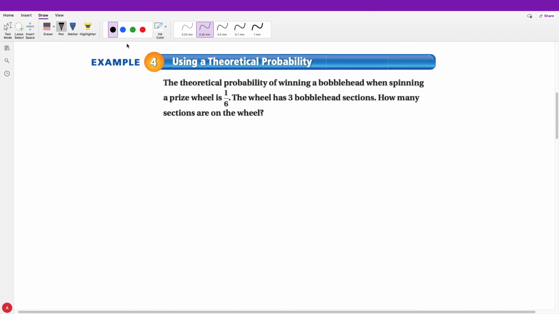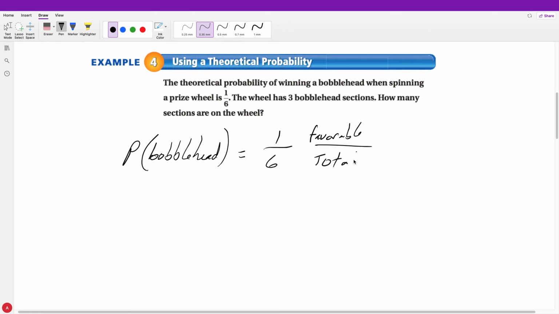All right. So for this one, we're now using theoretical probability to answer a question. So it says a theoretical probability of winning a bobblehead when spinning a prize is 1 out of 6. So we can say the probability of, let's just say, bobblehead, they told us is equal to 1 out of 6. And remember, this is our favorable outcomes over our total outcomes. And it says the wheel has 3 bobblehead sections. How many sections are on the wheel? So now we're trying to figure out, okay, how many total sections are on this wheel?